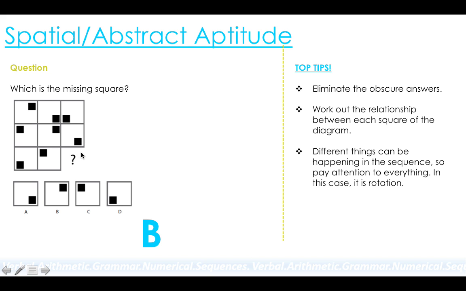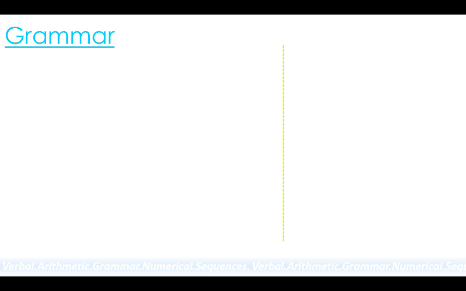Different things can happen in these types of sequences, so you need to pay attention to everything. In this case, it's the rotation of the squares moving around the larger squares. Just be sure to pay attention to what's happening and how the shapes throughout the sequence are connected, and they will be connected in some way, whether that's symmetry, rotations, or reflections. Pay attention to those types of things, and you should be fine in answering these types of questions. So let's move on to different IQ and aptitude tests.